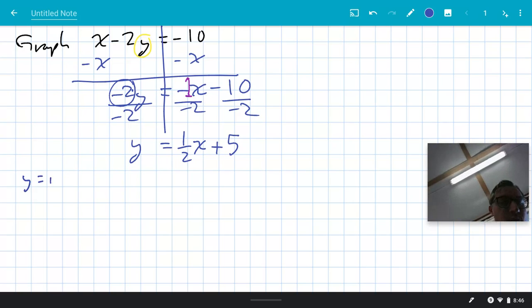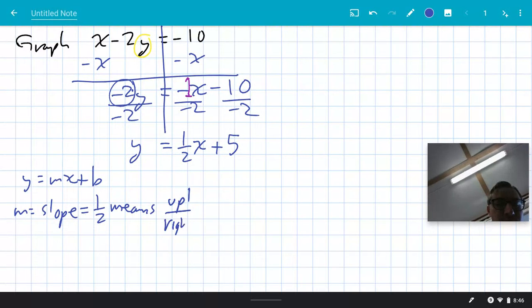If I'm thinking about y equals mx plus b format, the m, or slope, in this case, is 1 over 2. And what does that mean? Remember, that means up 1, right 2. And then the b is the y-intercept, and that's where it hits the y-axis. And that is, of course, 5.